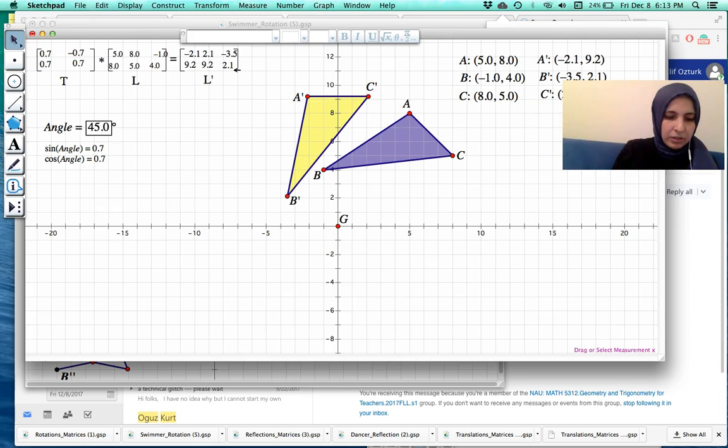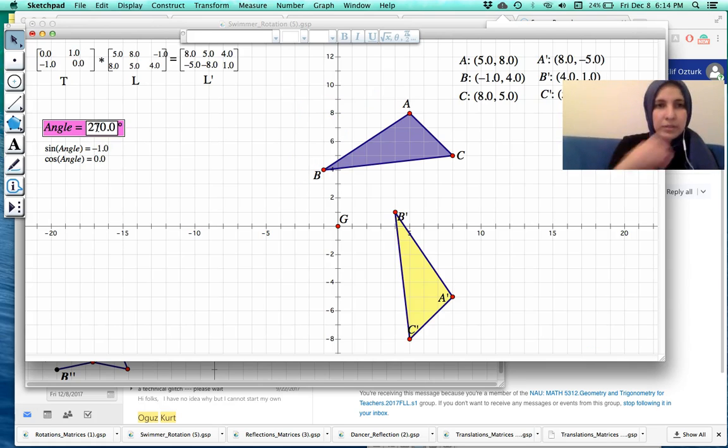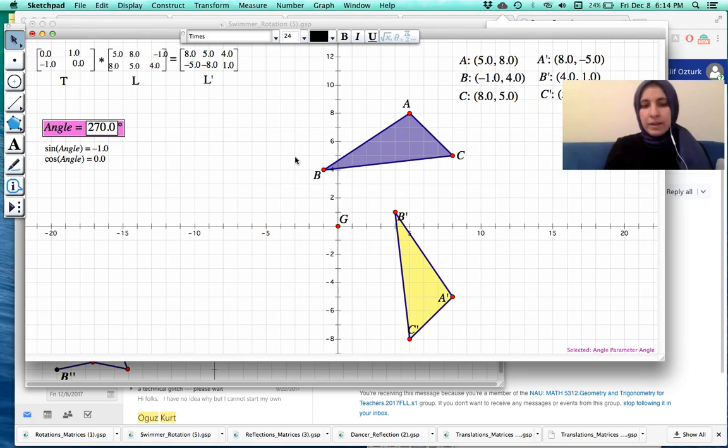I want to ask the students to try this equation with different angles, such as 270 degrees or other angles.